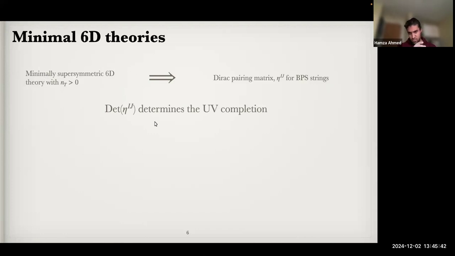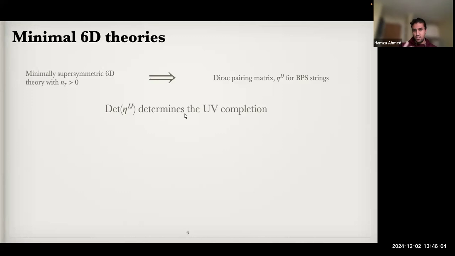Let me give you some intuition for why this is true. We know that in gauge theories in dimensions greater than 4, the gauge coupling is non-renormalizable. So in particular, these theories are not well defined in the UV.